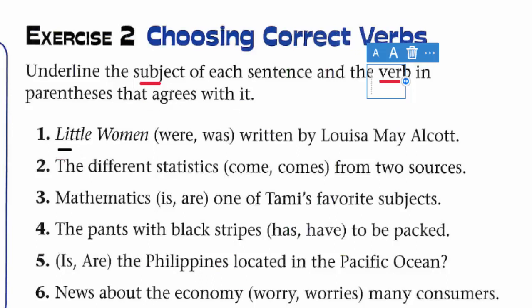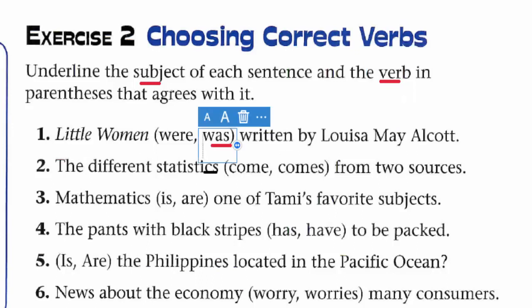Number 1. Little Women was or were. Were is plural, was is singular. Written by Louisa May Alcott. Little Women is the name of a book, so it's singular. The different statistics come or comes from two sources here. Here we have a hint. The words two sources refer to plural. So probably the word statistics, which is the subject here and is a collective noun, is considered plural.